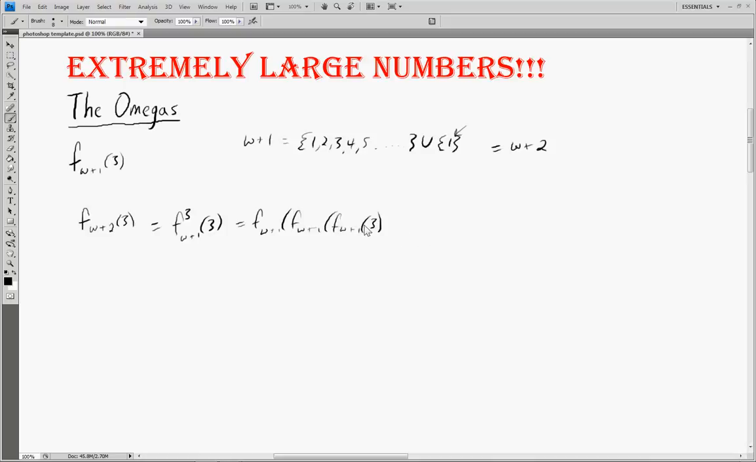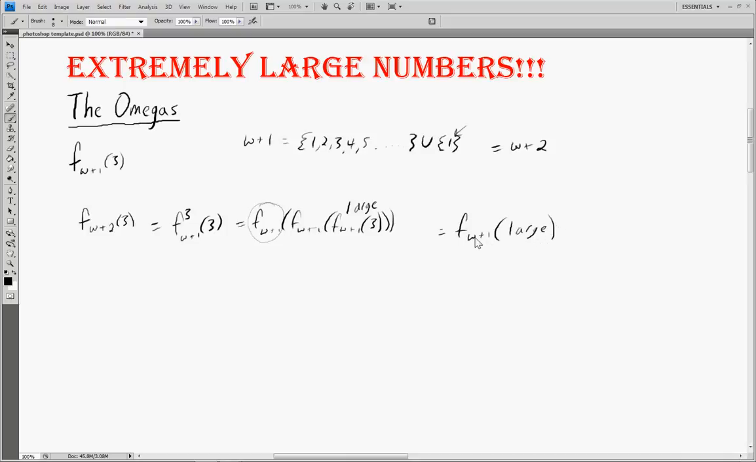Now f omega plus 1 of 3 is something we've already dealt with, and it creates a very, very large output. So instead of writing this down again, we'll just put "large" here, because we know this is a very, very large number. Now what's f omega plus 1 of this number right here? We'll keep this separate for now, and deal with that later. But f omega plus 1 of some large output here.